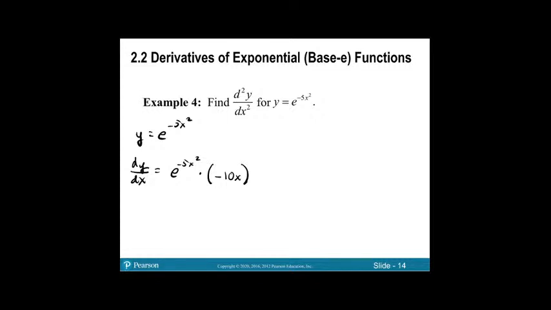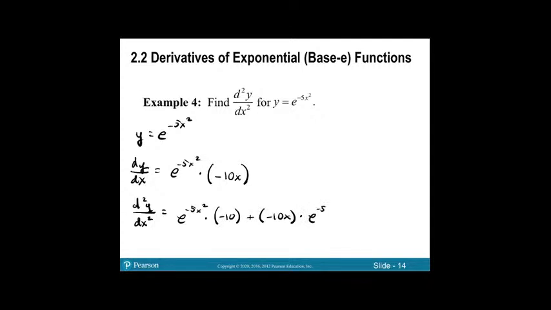That's not the final answer though, because we're doing the second derivative. So the second derivative of y with respect to x: it looks like we have to use the product rule. That's going to be the first, which is this, times the derivative of the second, which is negative 10, plus the second, which is this negative 10x, times the derivative of the first. The derivative of the first is going to be itself times the derivative of the power.